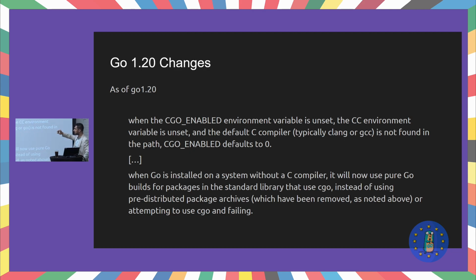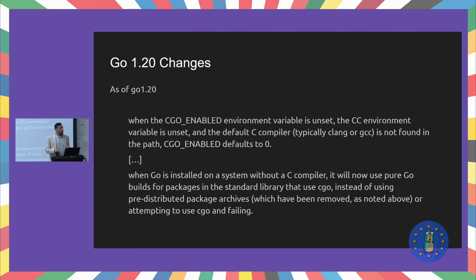And there are additional consequences to CGO enabled or disabled, which also checks whether a C compiler is there or not. And if a C compiler is not there in your operating system where you build it, even if CGO is enabled, it's not going to work. It's going to tell you, nope, sorry, I'm out.